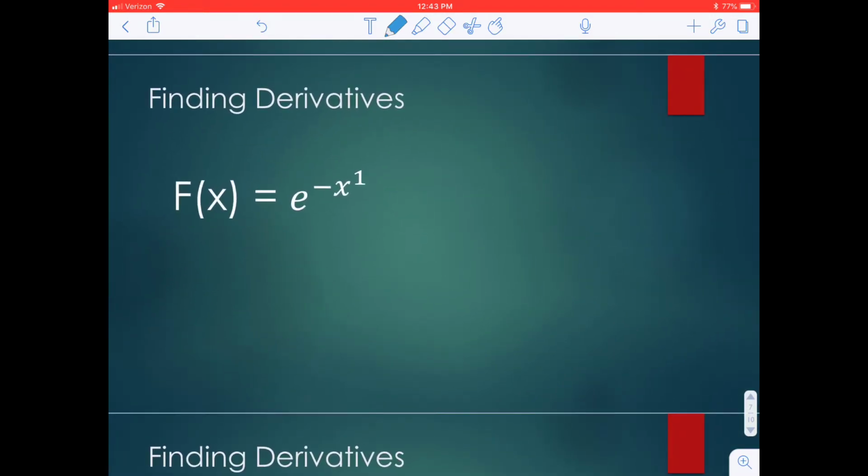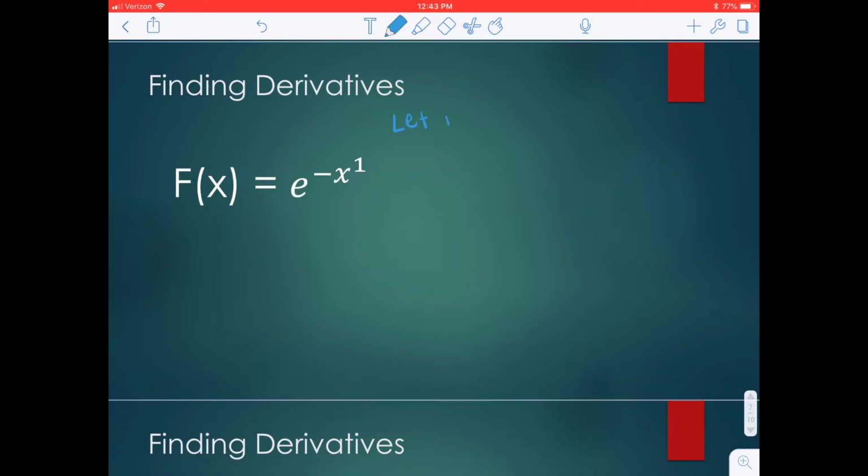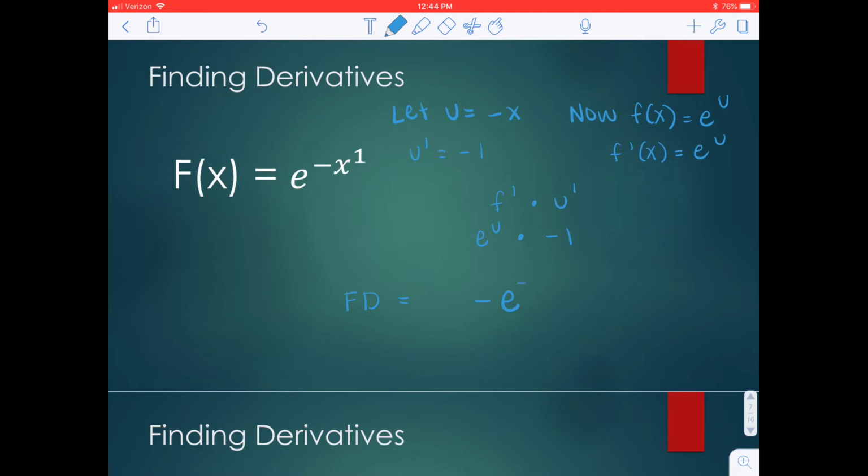All right, looking at another one, e to the negative x. So let's go ahead and let u equal negative x. And so now my function is just e to the u. And u prime is going to be negative 1, and f prime is going to be e to the u. So we're going to take f prime and multiply that by u prime. So it's e to the u times negative 1. And when I clean that up and replace my u, I have negative e to the negative x as the final derivative.